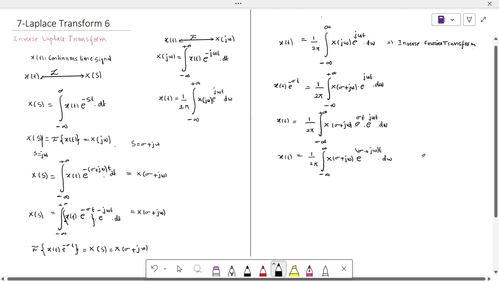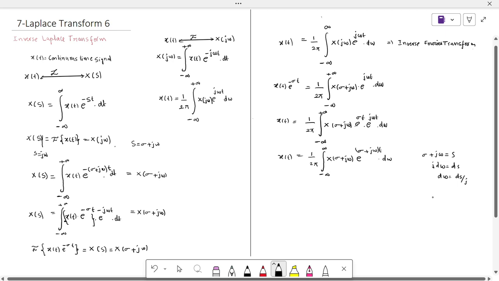Now, we know that sigma plus j omega is equal to s. So again, we should know d omega. Now, I want to change the variable from omega to s. For that, I have taken sigma plus j omega equal to s. So differentiate this one; j is the constant. So d omega is equal to ds by j.